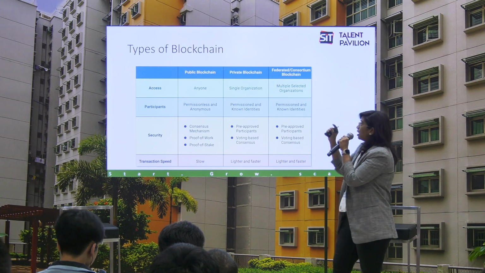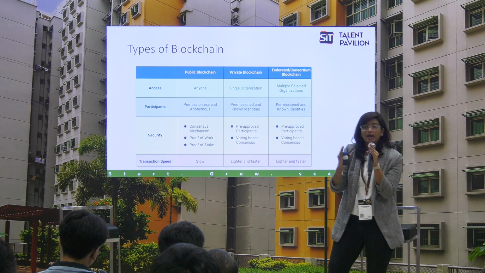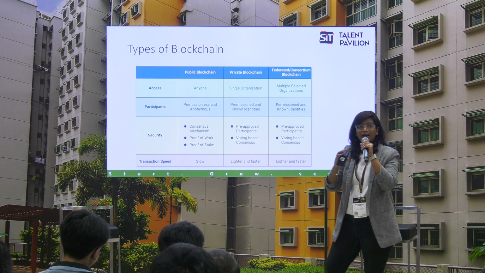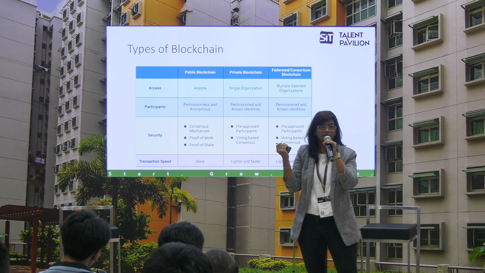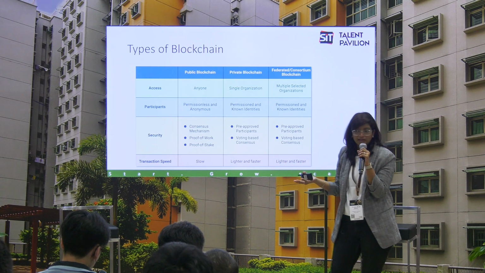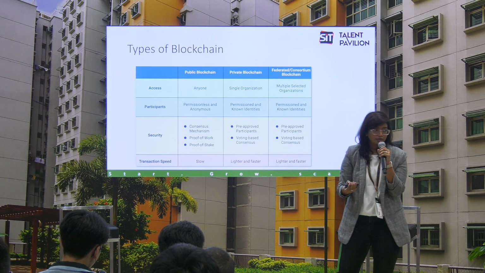A private blockchain, on the other hand, belongs to a single organization. I'm an organization and I want my employees to access my own enterprise blockchain. That is a private blockchain. For example, IBM Hyperledger is a well-known example of a private blockchain.